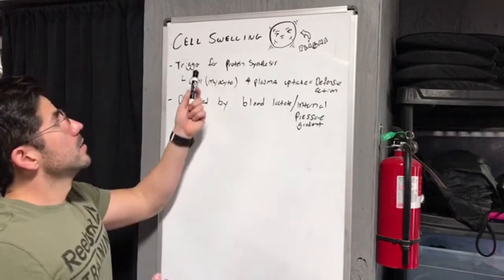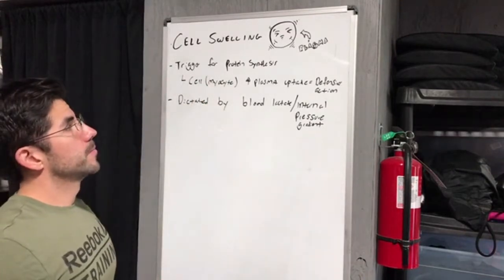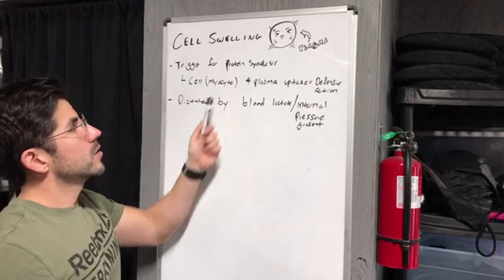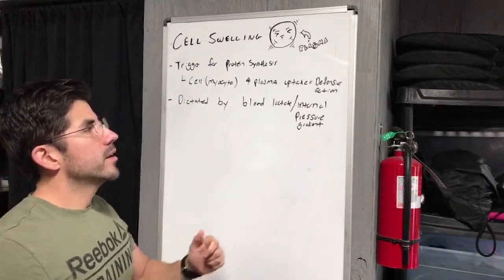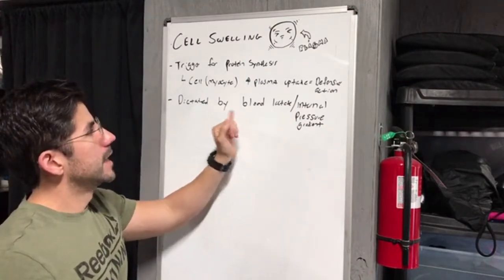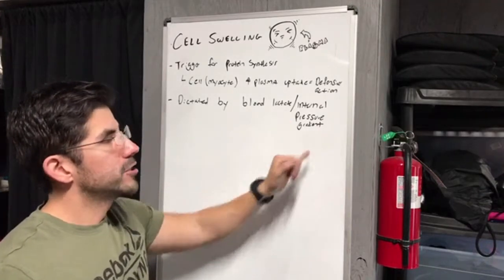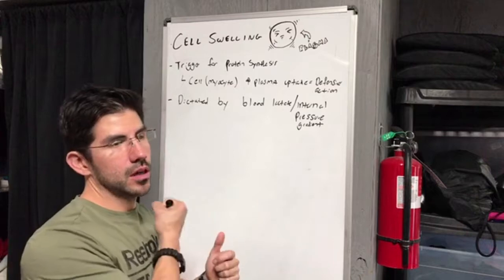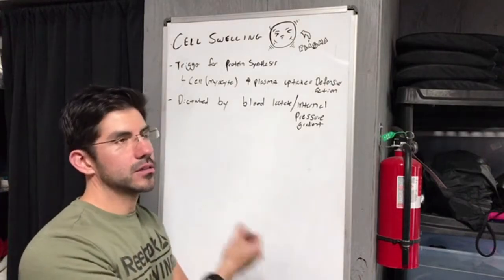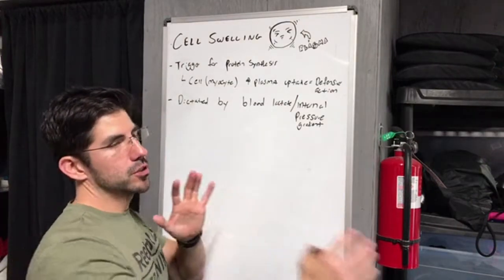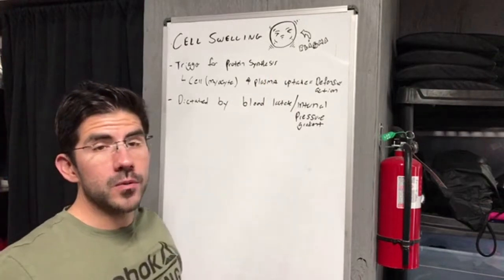So, cell swelling is a trigger for protein synthesis. The actual muscle cell, called a myocyte, when there is an increase of lactate, which we believe is one pathway, or a change of internal pressure gradient, meaning the muscle is constantly being put under contraction and relax, contraction and relax, essentially pushing fluid in, is what we feel as the pump, right?